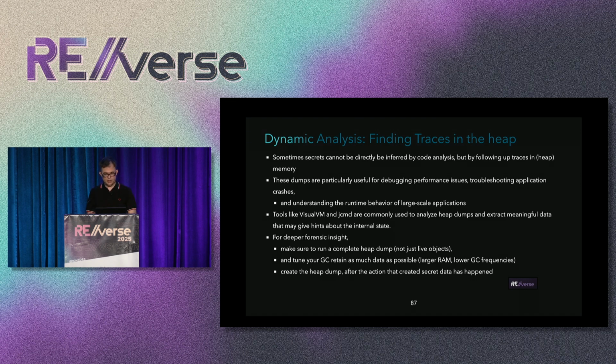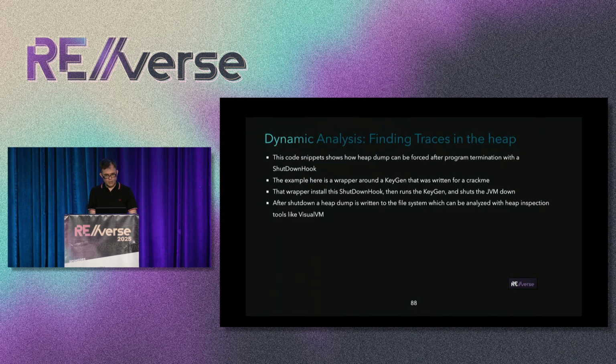You make a complete heap dump, not just the live objects, because those are not reachable, and so it's not included per default, but use all of them. Tune your GC so that you have large RAM, so less GC. The data is longer in the RAM, create a heap dump. Then have a shutdown hook. You can write a shutdown hook.